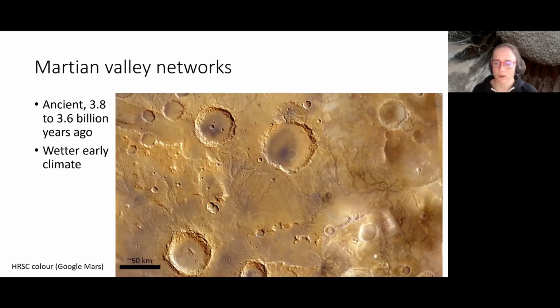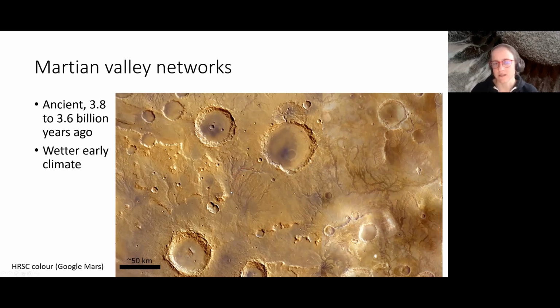So to get on with the geomorphology part of this talk, here is an image of the Martian valley networks. This is what they look like from orbital imaging data. And what you can see on this image is a series of a contributory network, where smaller channels lead into bigger channels, which lead into bigger channels.